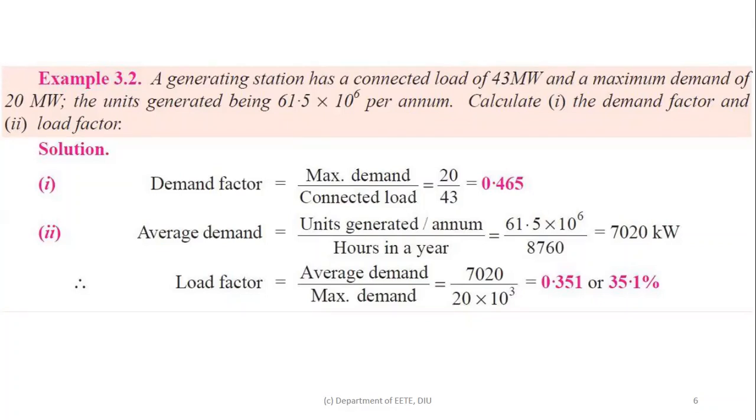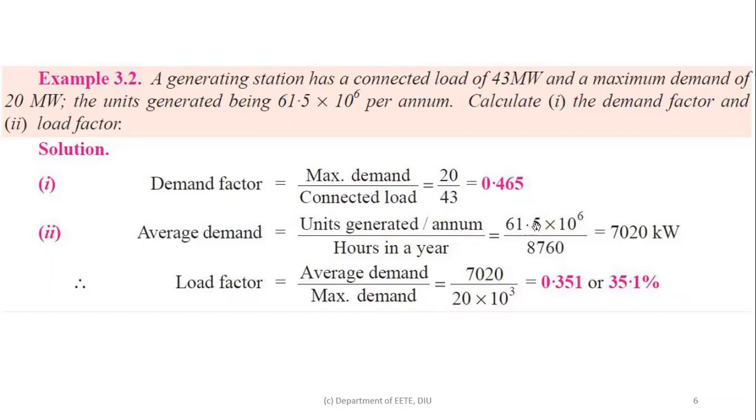We know this is generated over a whole year. So if we divide by the number of hours in a whole year, we will get the average. That's why the average demand will be the units generated per year divided by the hours in a year.